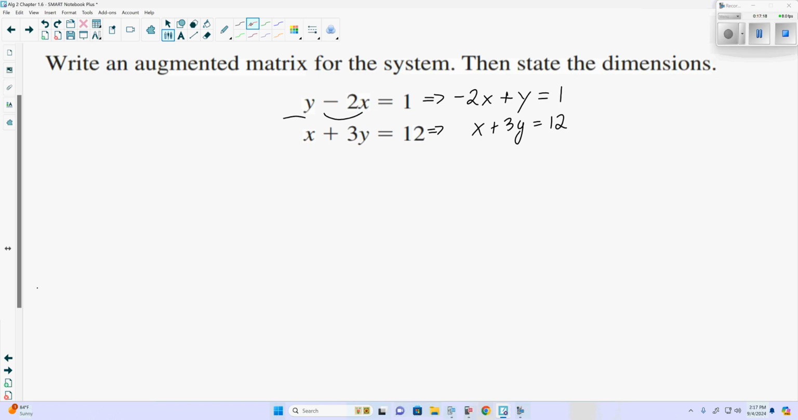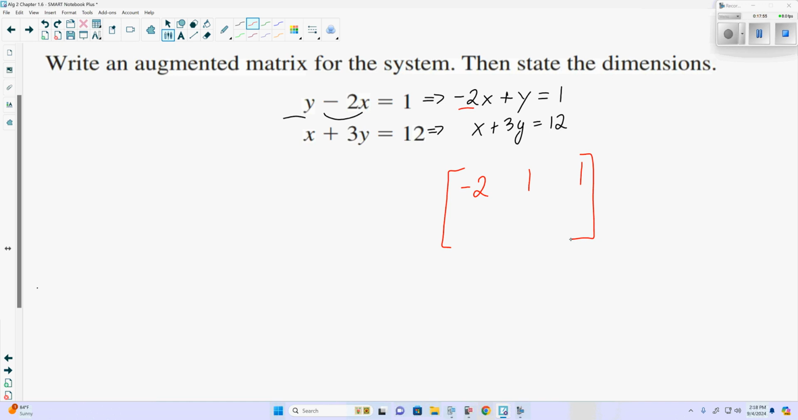Questions on what we've done so far? Okay. You're ready to write the augmented matrix. First thing we do, bracket. Okay? So, first row, our number in front of x, the number in front of y, 1, and it equals 1. Bracket. I wait to put the second bracket till after we finish the first one so we make sure we have enough space. That's it.